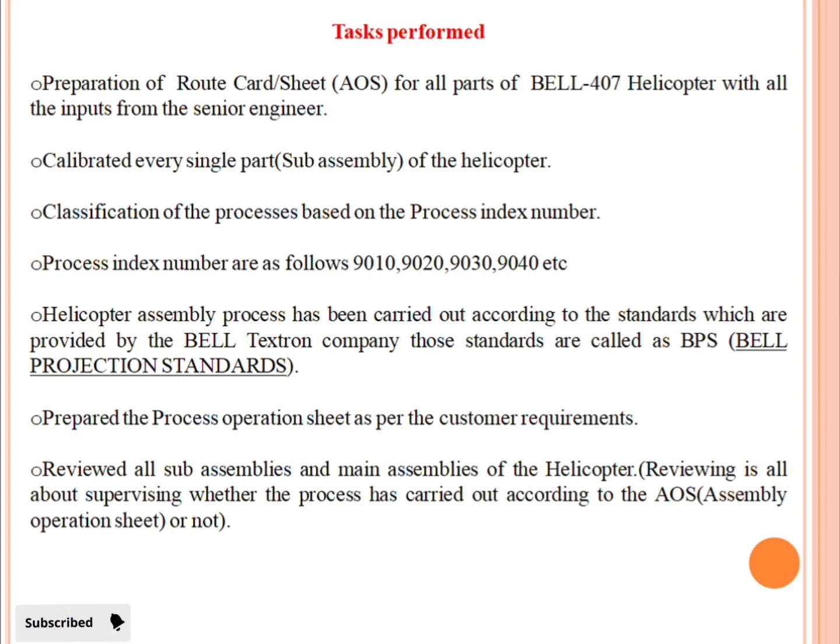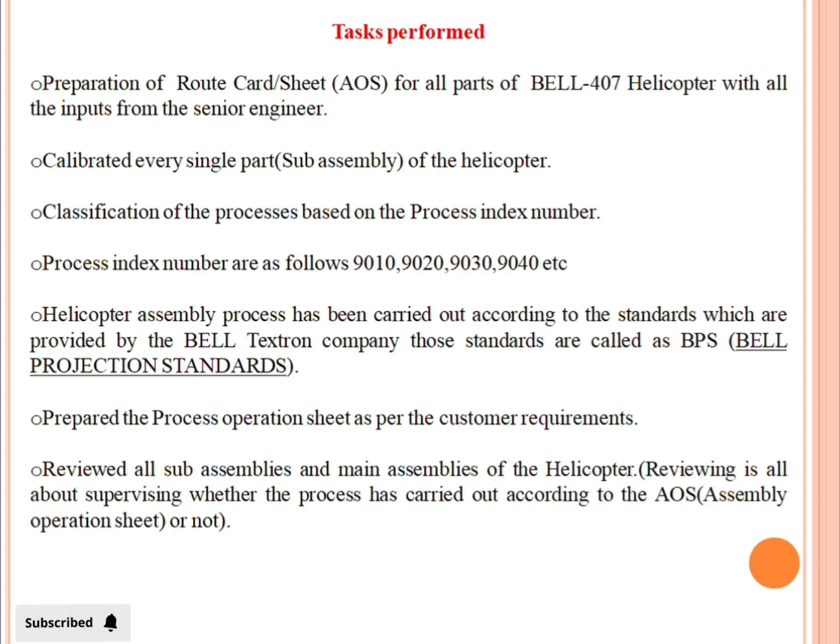Laymen will be working on the project. So being an engineer, we should review all the processes, whether the process is accordingly carried out or the process is matching with the AOS or not.